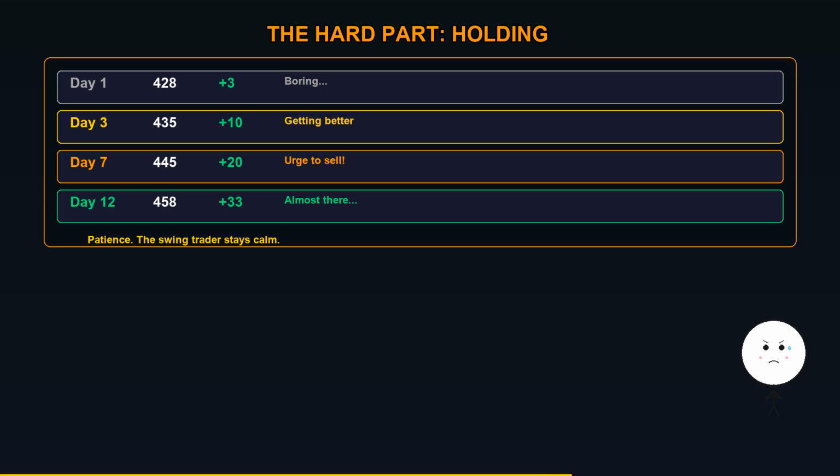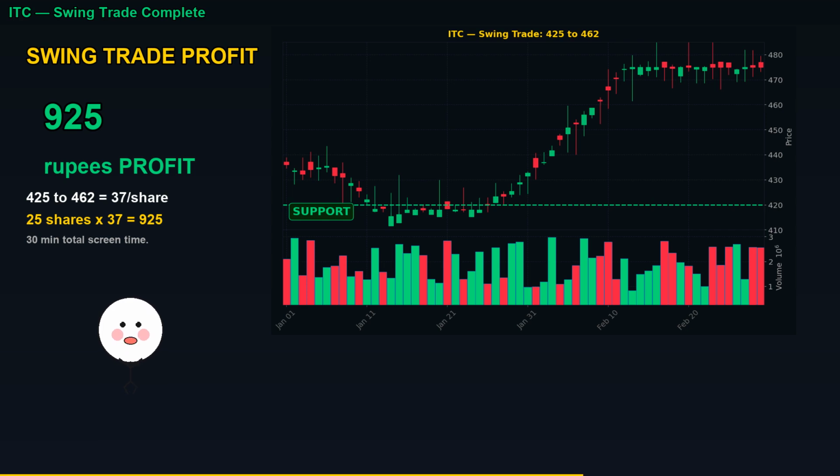Day 12. 458. Almost there. Patience. Day 14. ITC hits 462. Rahul exits. Not at 465 because he does not need every last rupee. Close enough. Profit 37 rupees per share. 25 shares. Total profit 925 rupees. In 2 weeks. With maybe 30 minutes of total screen time. No stress. No overtrading. One trade. One clean swing. 925 rupees.